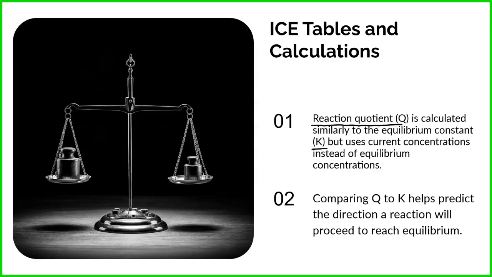So at any point in time, that would lead to your reaction quotient. Once you hit equilibrium or those flat lines of the graph, that's when your reaction is at equilibrium. So just slightly different. But we can compare Q and K to predict the direction a reaction will proceed to reach equilibrium.